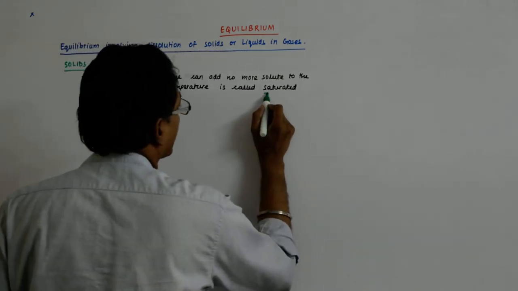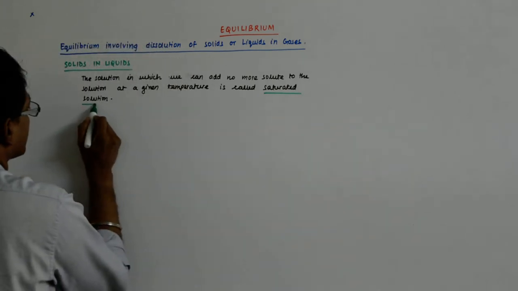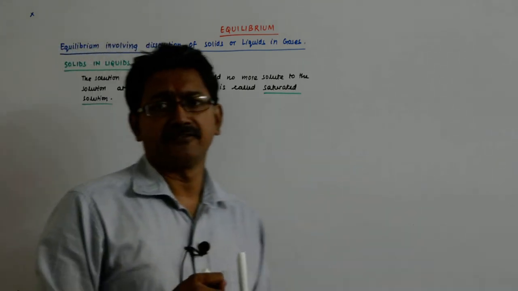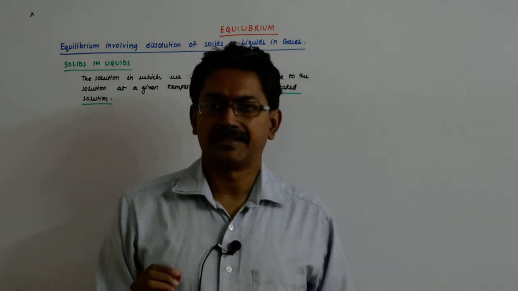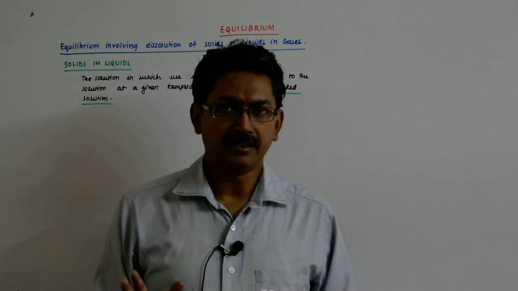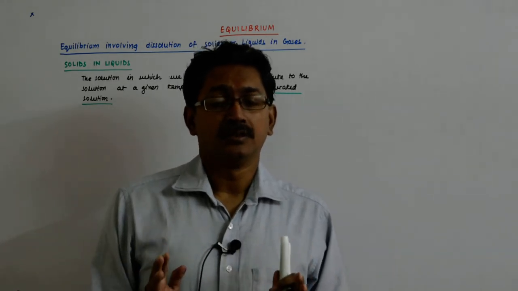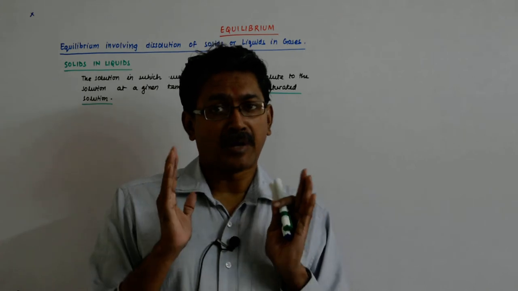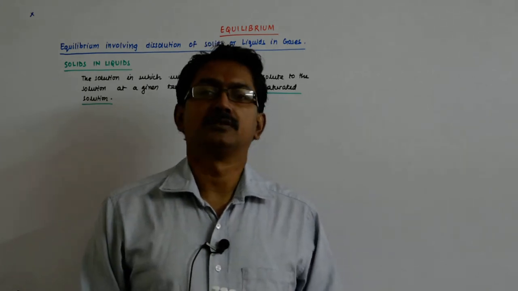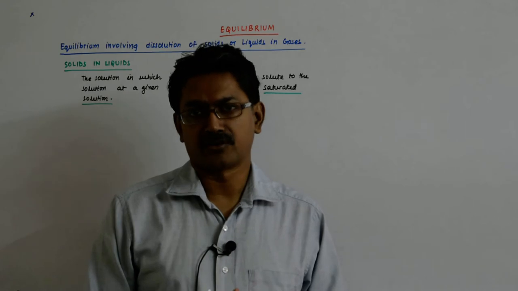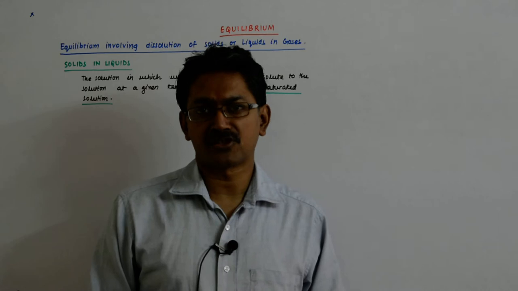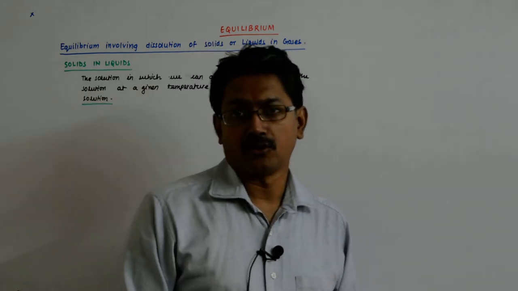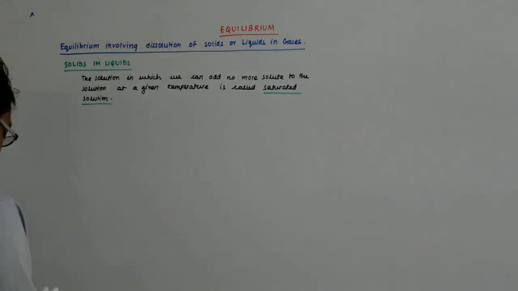Fine? Saturated solution. We also know that if we increase the temperature, then we will be able to add more solute to it, that is, more sugar to it. Fine? So the amount of solute that can be dissolved in a solution is dependent on temperature, okay? And the maximum solute that can be dissolved at a given temperature is called the solubility of that solute, okay?